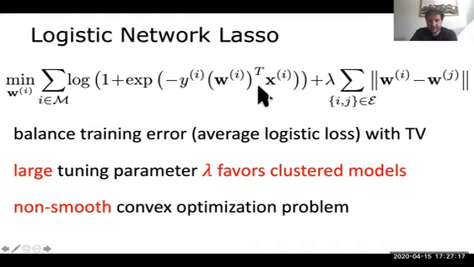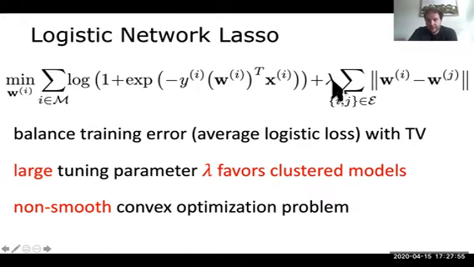But we balance this minimization of the training error by also requiring a small total variation. So we would like the weight vectors of well-connected nodes to be similar. And this balancing is implemented in a tunable way. We have a tuning parameter lambda, and this allows us to choose between a focus on small empirical error, so we would like the learned models to agree extremely well with the observed labels, the actual hospitalizations.